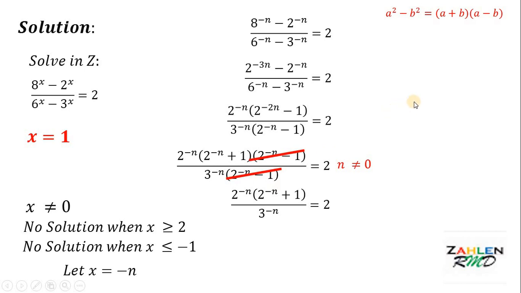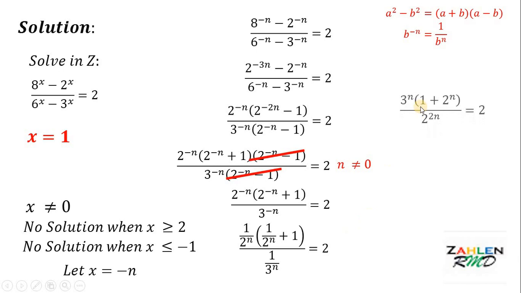Next, I don't want negative exponent, so we need to replace negative exponent by a positive exponent. So we know that b raised to negative n is equal to 1 over b raised to n. So we can replace 2 raised to negative n by 1 over 2 raised to n. And 3 raised to negative n, we can replace by 1 over 3 raised to n. If we do that, we get 1 over 2 raised to n multiplied by 1 over 2 raised to n plus 1 all over 1 over 3 raised to n equals 2. Now simplify a little bit and we have 3 raised to n multiplied by 1 plus 2 raised to n all over 2 raised to 2n, and it is equal to 2.